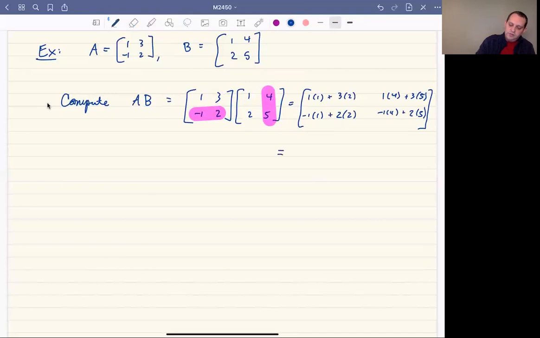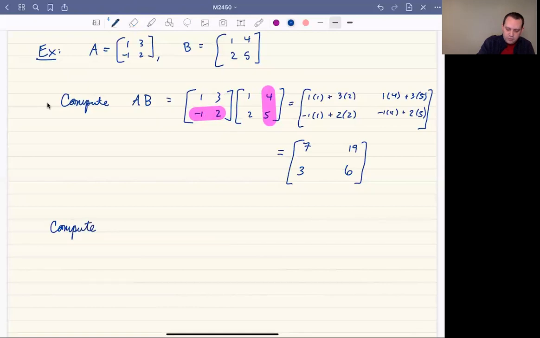And so if we simplify this, just algebraically, we're going to end up with a 2 by 2 matrix. And this is going to be, let's see, 1 plus 6 is 7. 4 plus 15 is 19. Negative 1 plus 4 is 3. And negative 4 plus 10 is 6. Okay, so that's the product that we're going to get. That's A times B.